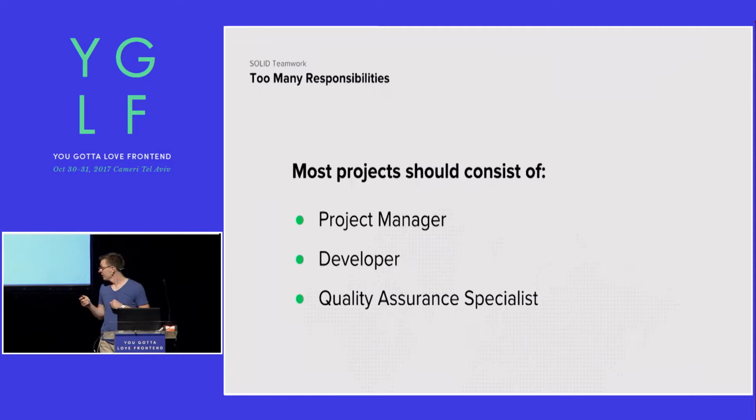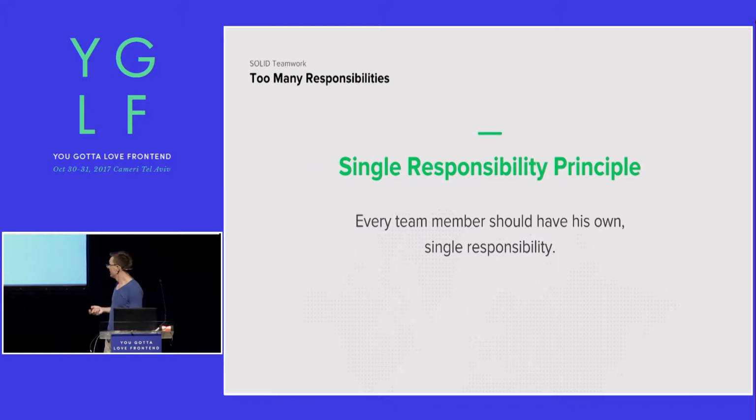So, most projects should consist of a project manager, a developer, and a quality assurance specialist. At least 3 persons with completely different responsibilities. And every team member should have his own single responsibility.